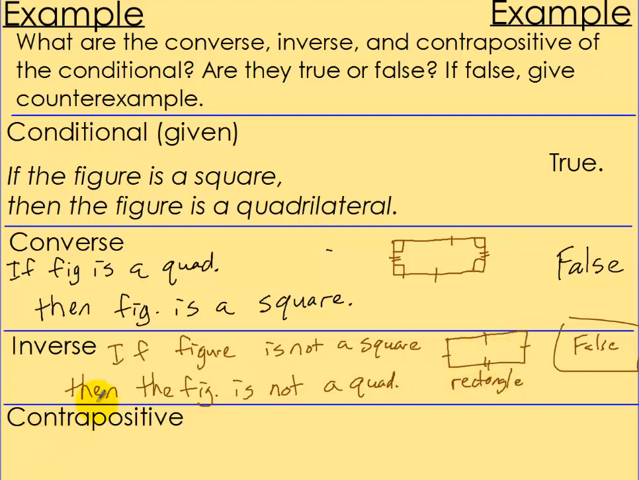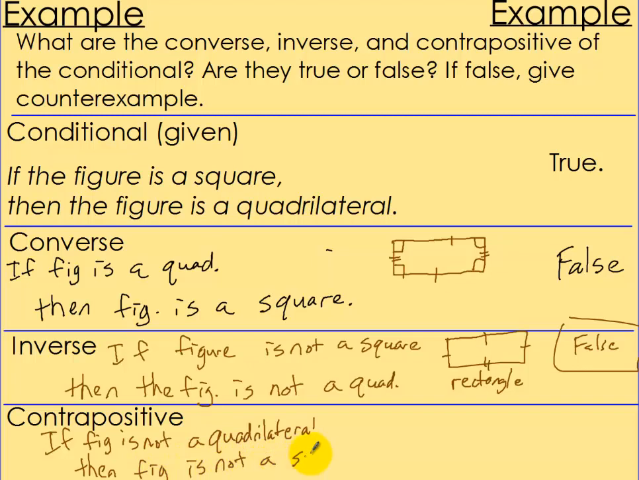Now, contrapositive. This is where you're taking the converse, basically, and making them the nots. So if a figure is not a quadrilateral, then that figure is not a square. Well, is that true? Yeah, that's true.